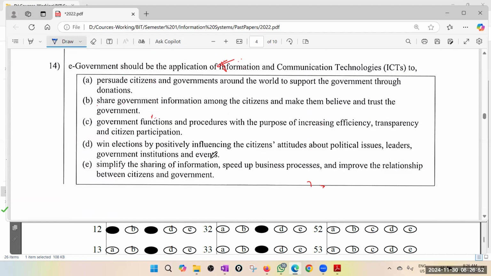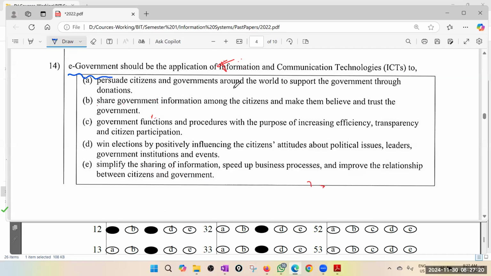That must be your attitude. 14. E-government should be the application of information and communication technologies to government. So that is government using ICT to provide better support services to the citizens.